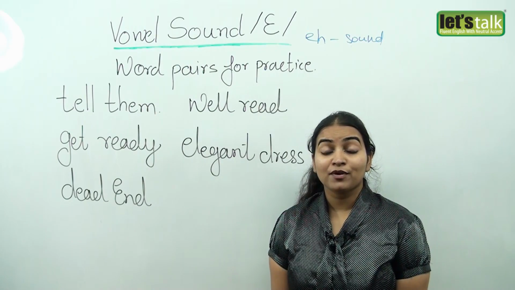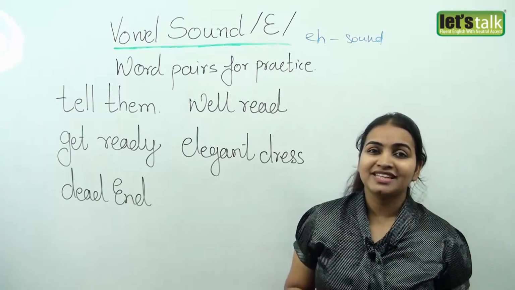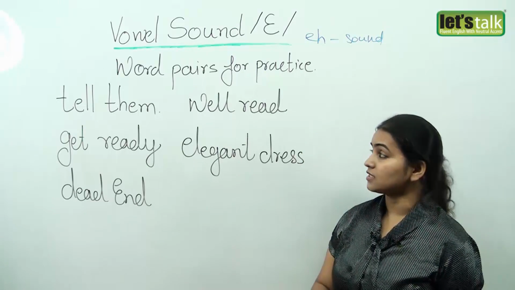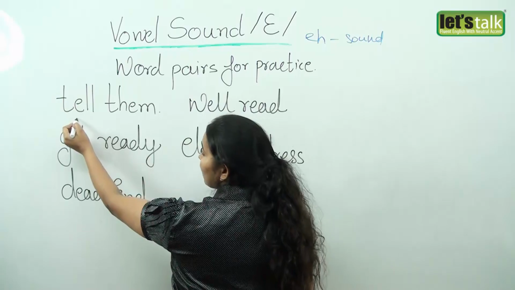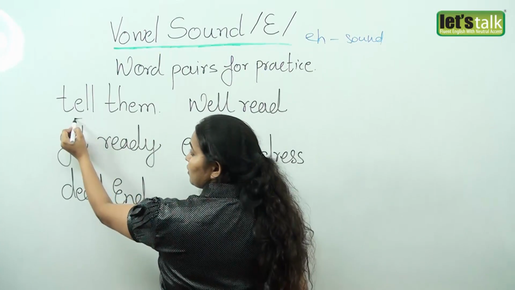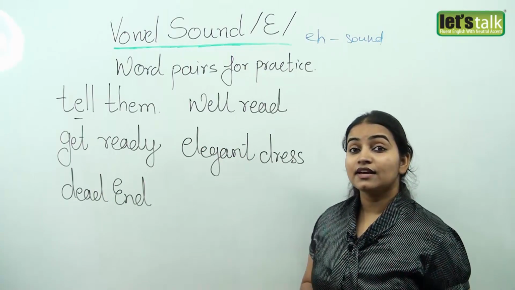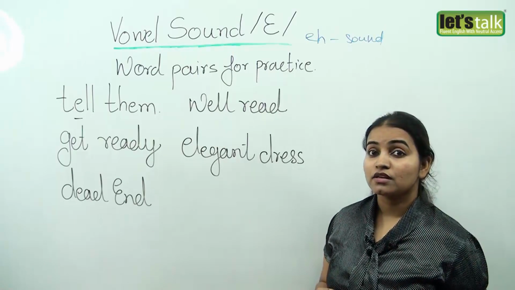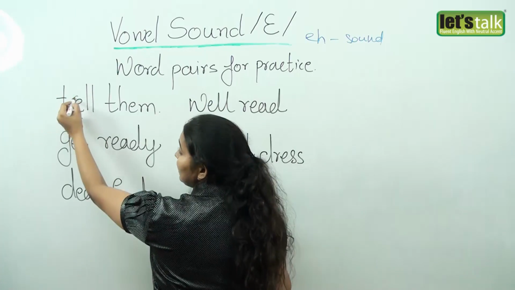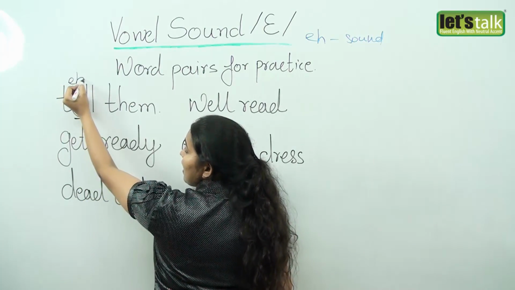Okay, now we will practice some word pairs to get this sound correct, okay? The first word pair is "tell them." We already know that the E gives me the eh sound. And therefore, when I say "tell them," the E in this word gives me the eh sound.